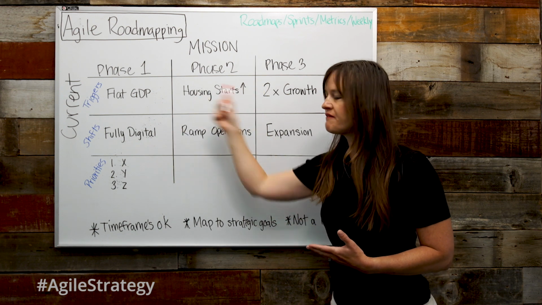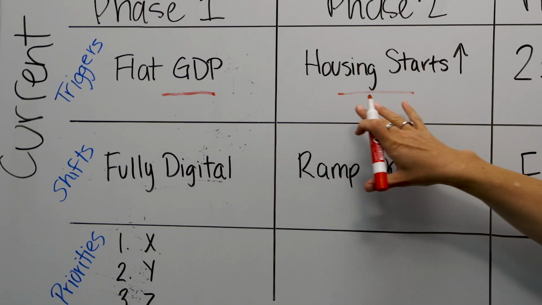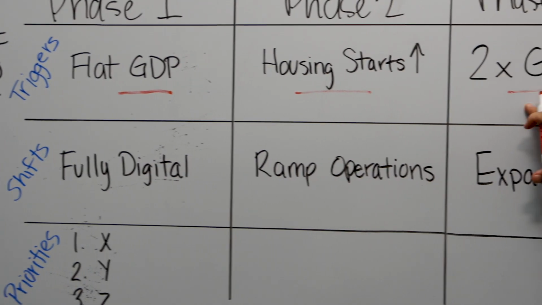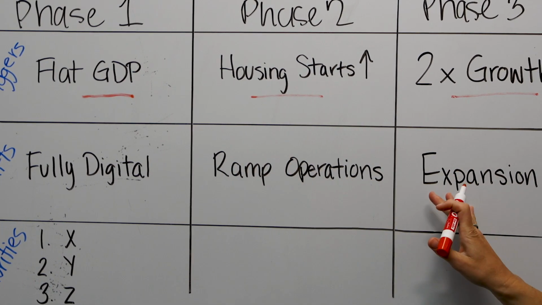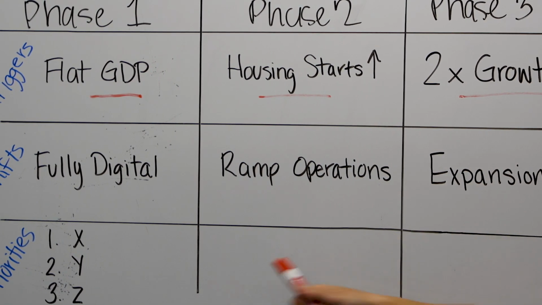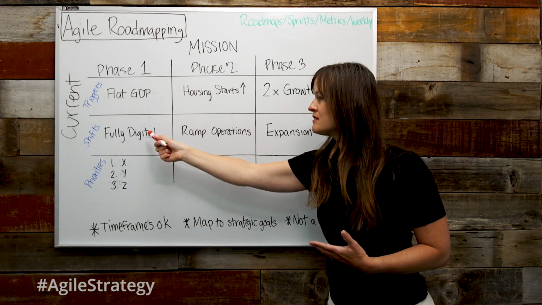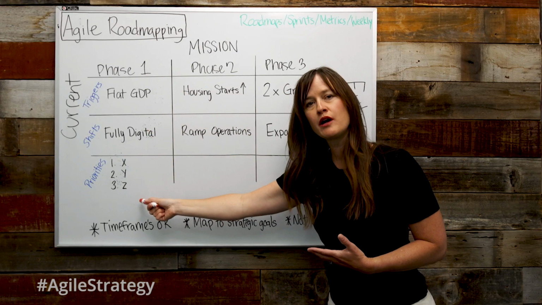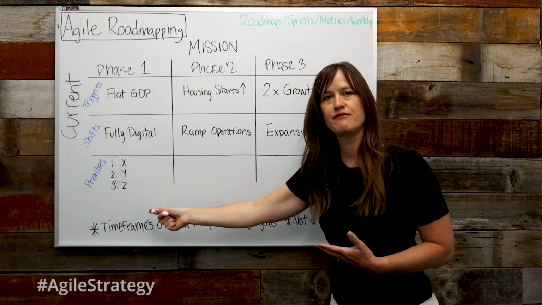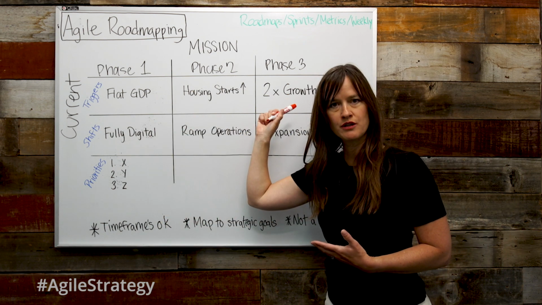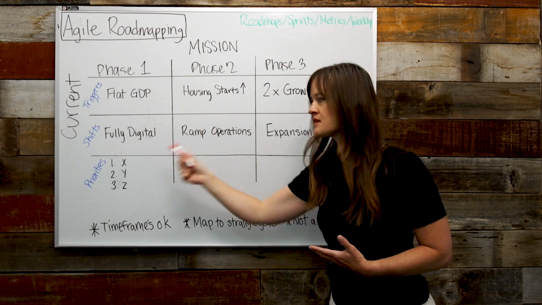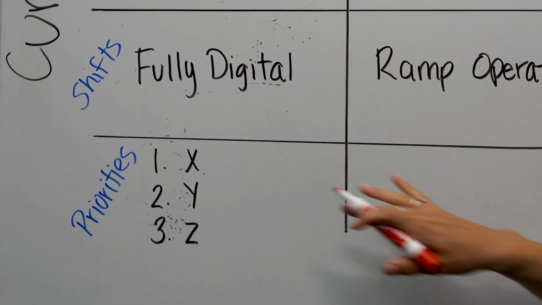So we identify trigger events. Within that phase, we have shifts, so strategic shifts you are making or have to make in order to react and respond to the phase. And then, of course, what are your priorities organizationally within that phase? So this is a pretty simple roadmap, a swim lane for trigger events, a swim lane for shifts, and then a swim lane for priorities.